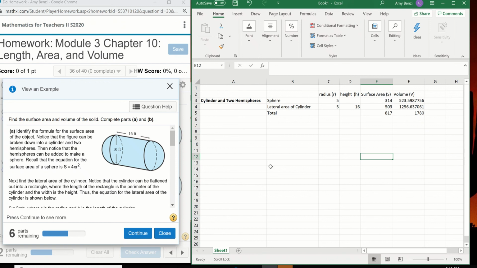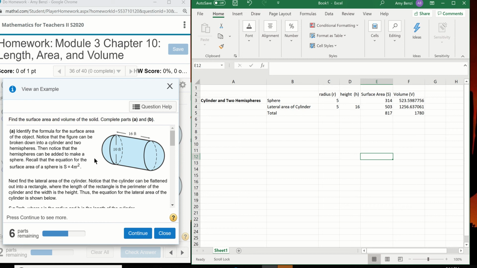Greetings, amazing scholars. I had a question on number 36 of the MyMathLab homework for Module 3, so I thought I would take advantage of the opportunity to show you how to quickly and easily calculate your surface area, volume, or really any formula problems that you have, using an Excel spreadsheet. So let's get to work.